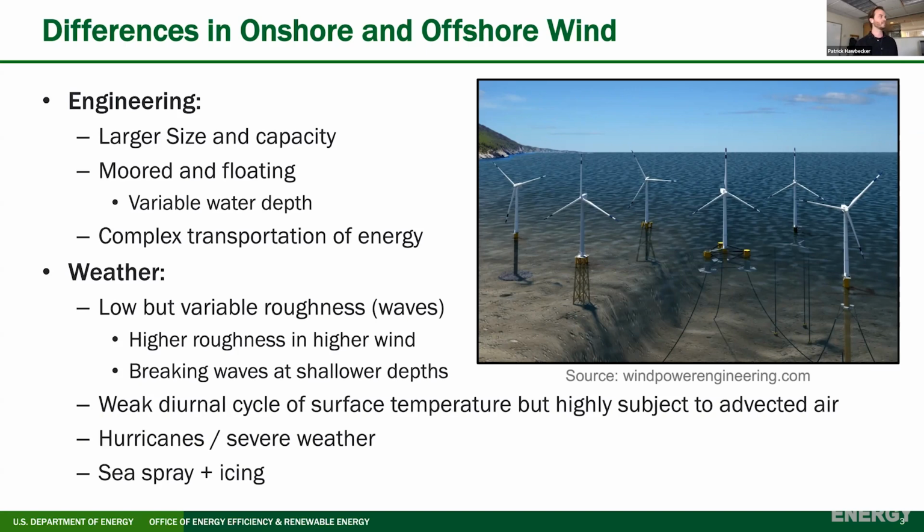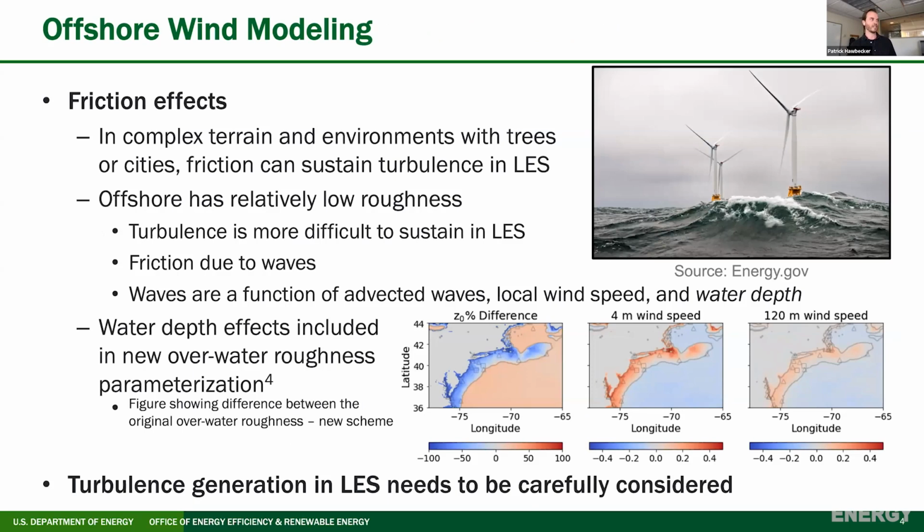So waves within models, and essentially this boils down to just your surface friction, cause some interesting problems. Within an onshore environment, something like complex terrain, trees, cities, any of that sort of friction can really sustain turbulence in a large eddy simulation. However, once you move offshore with this relatively low roughness, we've found that it's difficult to sustain turbulence in an LES model. And so with this friction from waves, which is a function of your advected waves, the local wind speed, and also your water depth, we need to find a way within our model to characterize this roughness.